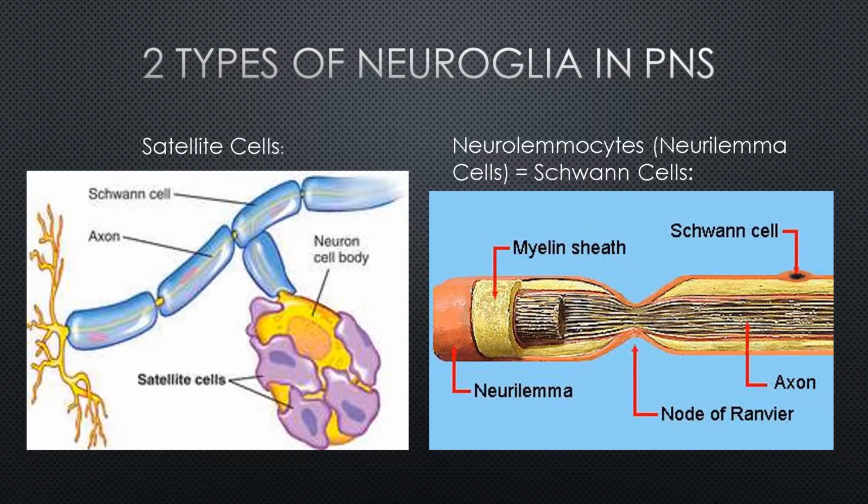There are two types of neuroglia in the peripheral nervous system. In the left picture, you'll see satellite cells. These are there for the support of the neuron. On the right side, you will see neurolemmocytes, also known as Schwann cells, and they actually do the myelination of the peripheral nervous system.